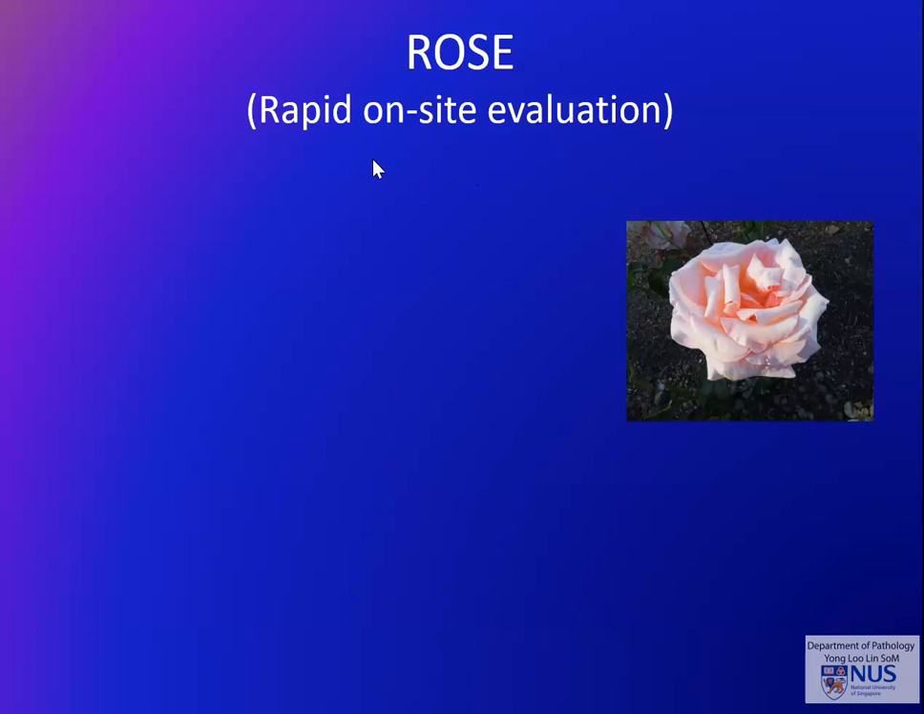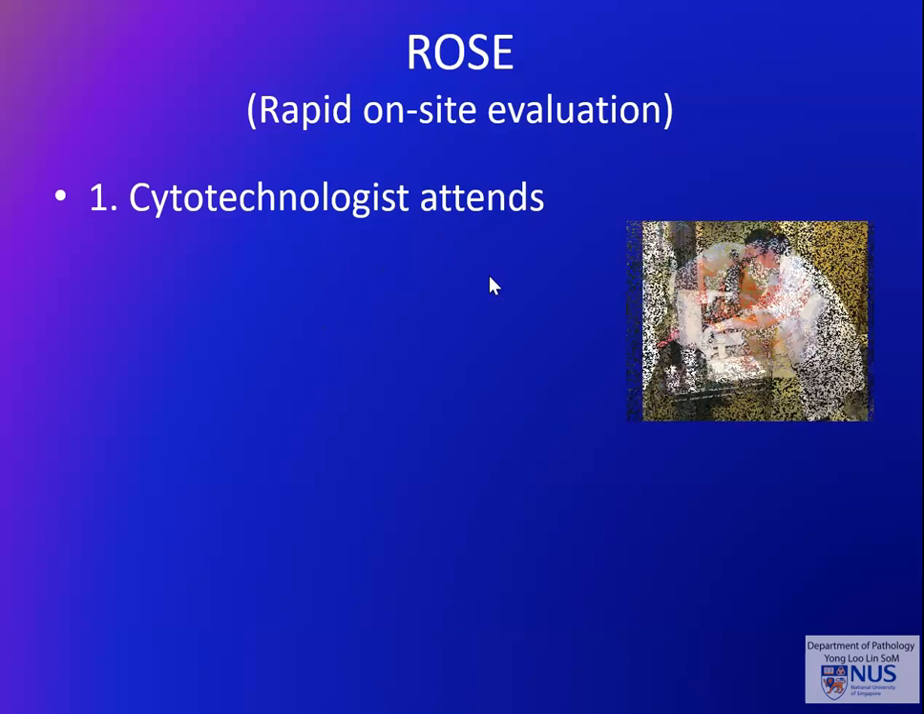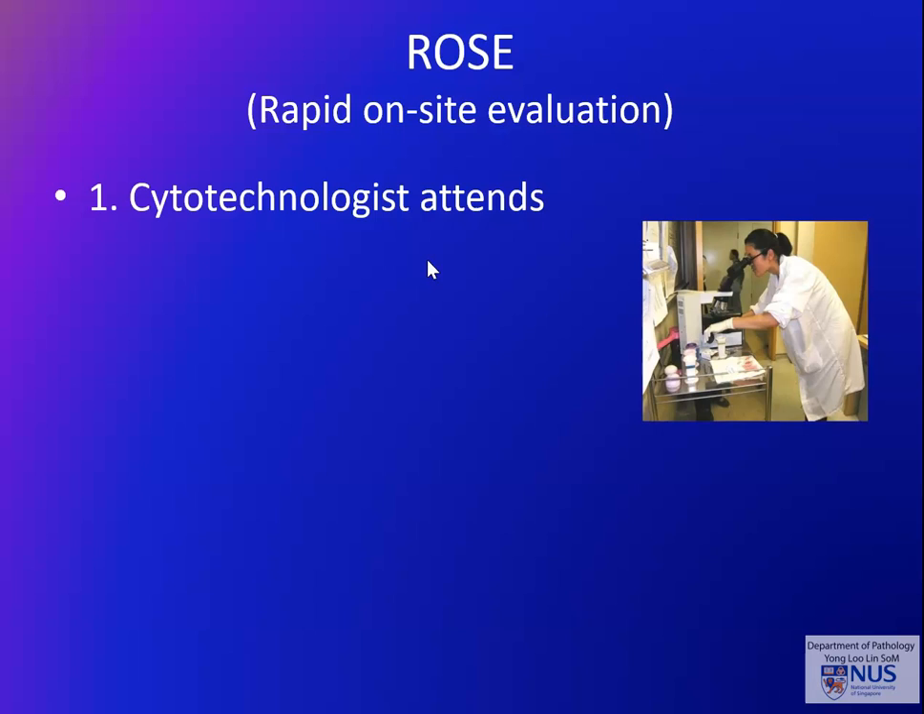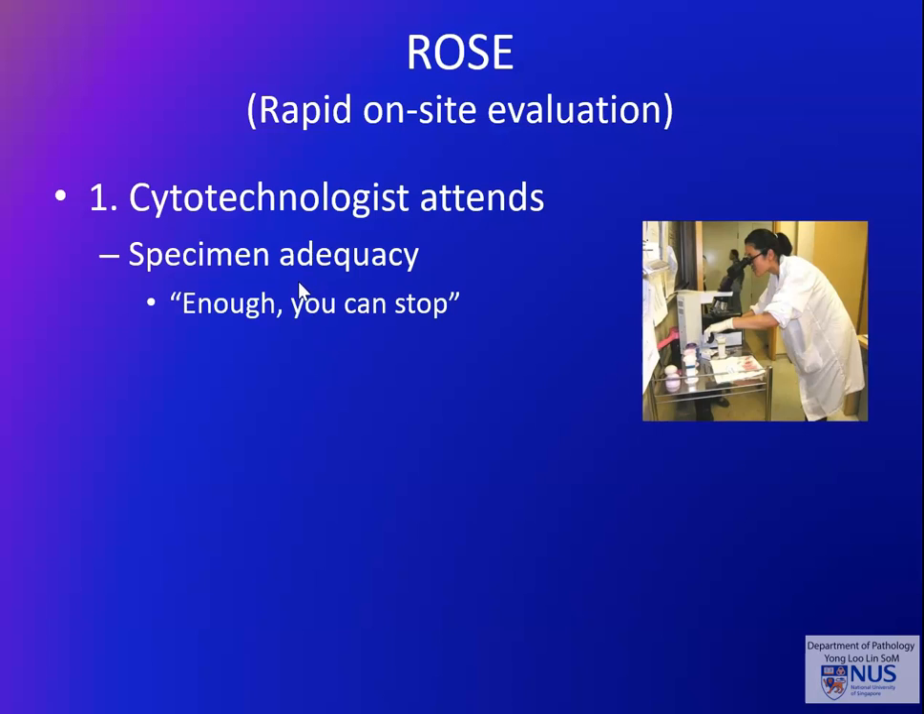So ROSE stands for Rapid On-Site Evaluation, and this is usually attended by the cytotechnologist, sometimes also by the cytopathologist. And I'm referring to conventional cytology here as opposed to liquid-based cytology, where the needle material is rinsed in preservative and sent straight to the cytology lab. For ROSE, the cytotechnologist actually attends the procedure. The main aim is to evaluate specimen adequacy, to tell the procedurist that they have enough material and that they can stop.